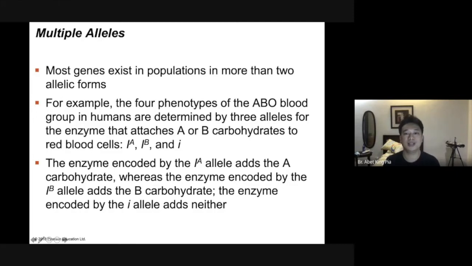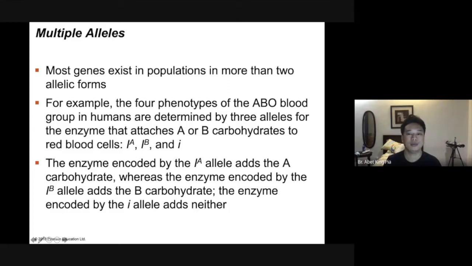Now, for most genes, exist in populations in more than 2 allelic forms. So, ito yung sinasabi natin na yung alleles, unlike sa complete dominance and sa incomplete dominance, meron naman na yung alleles there are a lot of alleles present. 3 or more. So, 2 or more than 2 allelic forms.